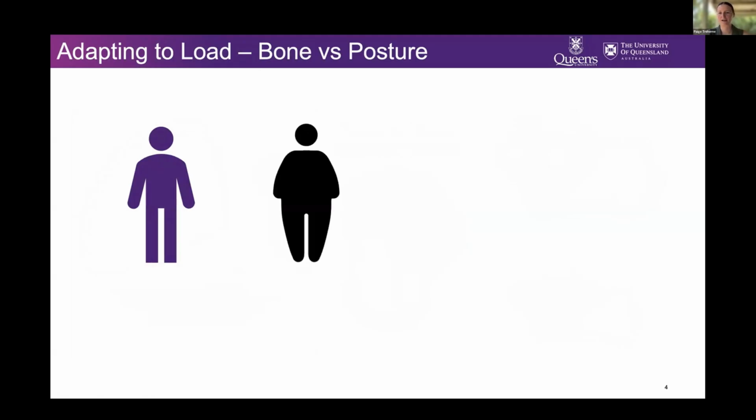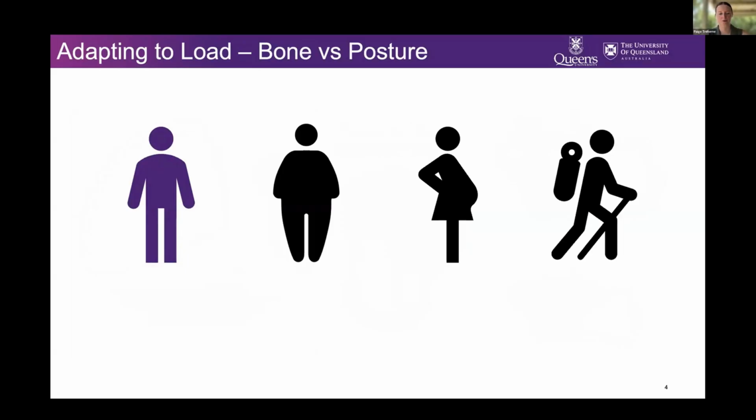So for instance, through weight gain, pregnancy, or external load carriage. So short term, before this adaptive bone remodeling can occur, we know that the joints are going to be overloaded. So there needs to be some form of strategies to offset these increased forces. And one option here is to alter the posture and motion of the joints.